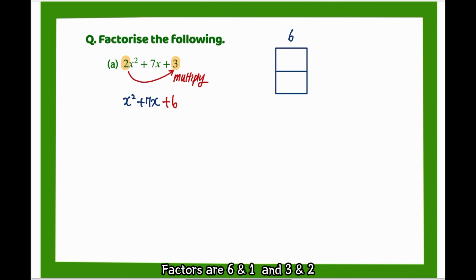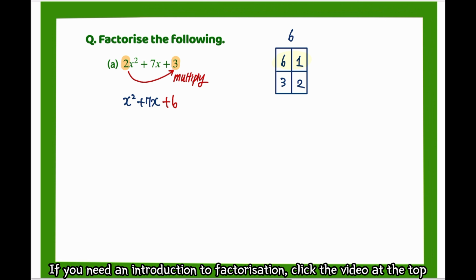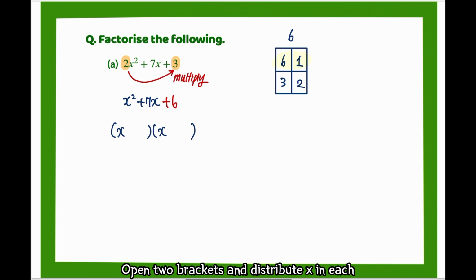Factors are 6 and 1, and 3 and 2. We know that we need to pick 6 and 1 here. If you need an introduction to factorization, click the video at the top. Open two brackets and distribute x in each. To satisfy the product of plus 6 and the sum of plus 7, write plus 6 and plus 1 each.